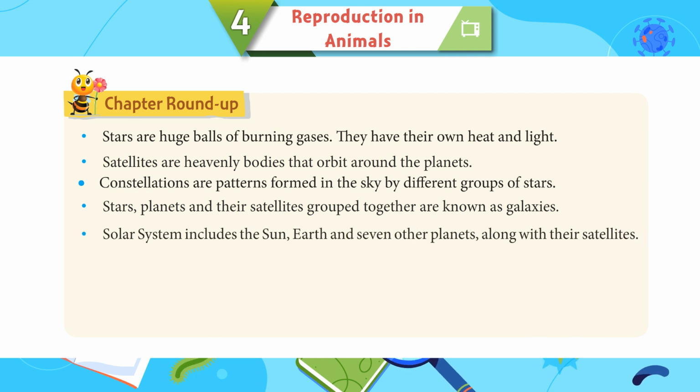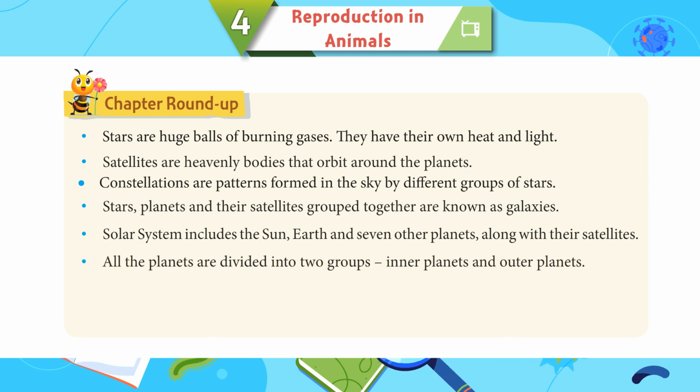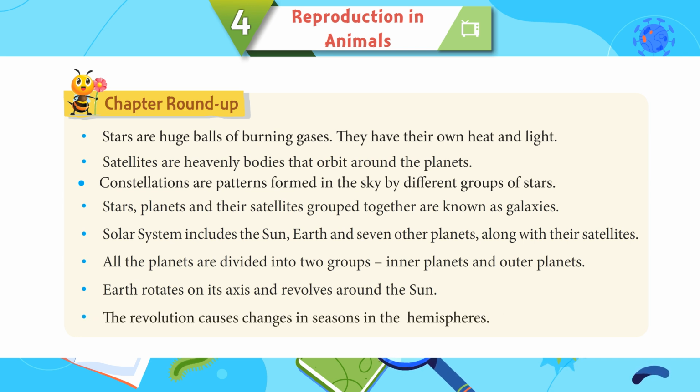Solar system includes Sun, Earth, and 7 other planets along with their satellites. All the planets are divided into two groups, inner planets and outer planets. Earth rotates on its axis and revolves around the Sun. The revolution causes changes in seasons in the hemisphere.